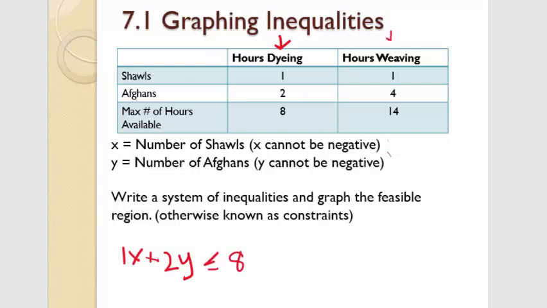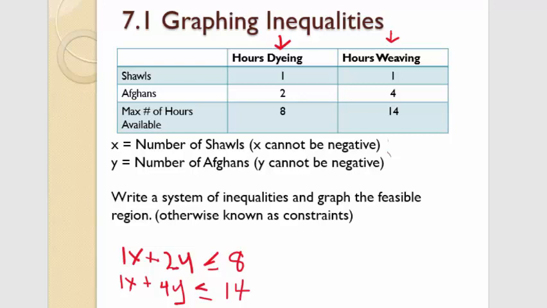The next inequality is going to represent the number of hours weaving. So if it takes 1 hour to weave a shawl, and I multiply that times the number of shawls made, that gives me the total number of hours weaving shawls. Add that, the amount of time it takes to make one afghan, times the total number of afghans made, that gives me the total amount of time spent on afghans. And that has to be less than or equal to 14. Because I can only spend 14 hours total weaving afghans and shawls.